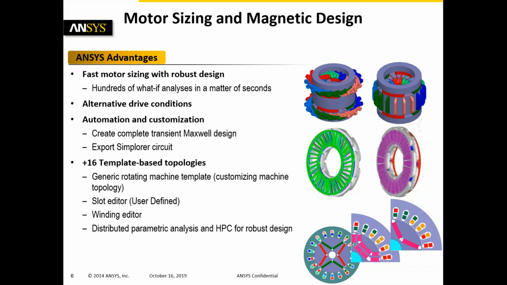Lastly, there are more than 16 template-based topologies, including a generic rotating machine template, a user-defined slot editor, a winding editor, and also distributed parametric analysis and HPC for the robust design. So that's kind of an add-on. HPC is usually for simulation sites like this, where motors usually take a very long time to simulate. So ANSYS also has the capability to incorporate HPC, high performance computing, to speed up your simulation process.